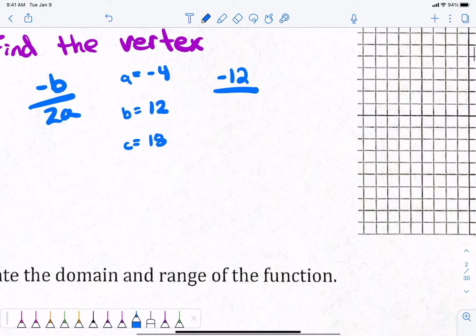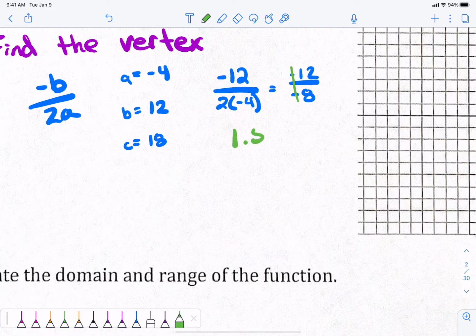All right, so negative 12 over 2 times A, which is -4. Negative 12 over what's 2 times negative 4? -8. The negatives will cancel. What's 12 divided by 8? 1.5. Okay, but that only gives me the x coordinate, right?